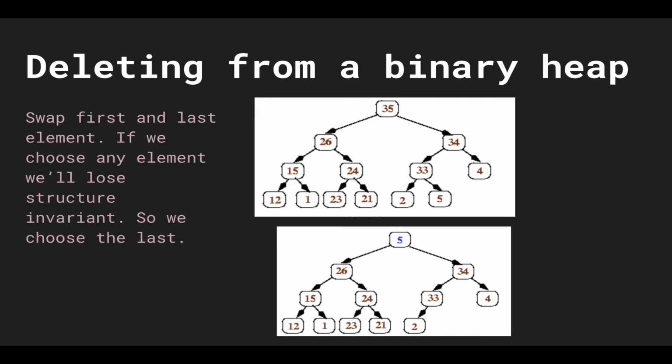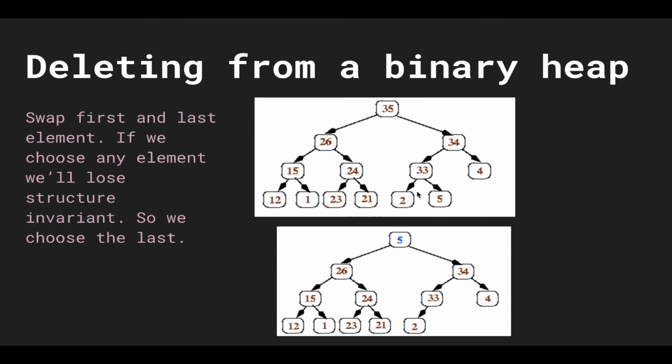So the way we do this is we obviously need to dequeue the topmost element because that's the one with the highest priority in the priority queue. So the way to remove 35, the first element, is to swap the first and last element of the binary heap. So here we're swapping 35 with the last element, which is 5.